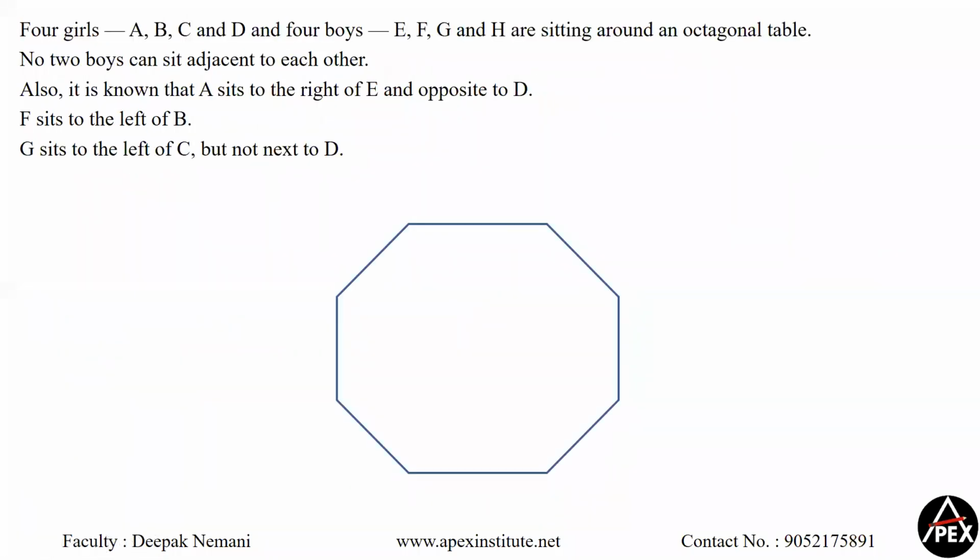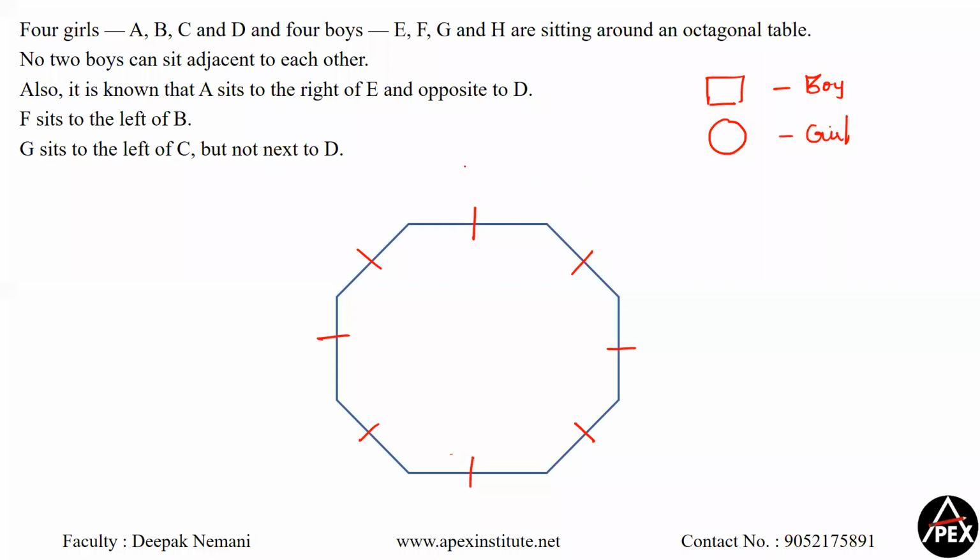So we have 4 girls, A, B, C, D, and 4 boys, E, F, G, H, sitting around the octagonal table. Now, no 2 boys are sitting adjacent to each other. So I will be considering 3, 4, 5, 6, 7, and 8. So let this circle represent a girl.